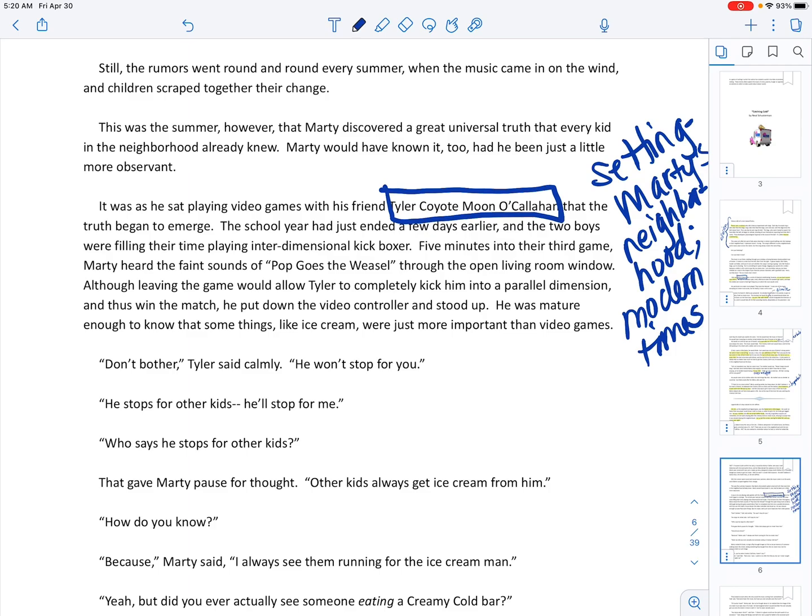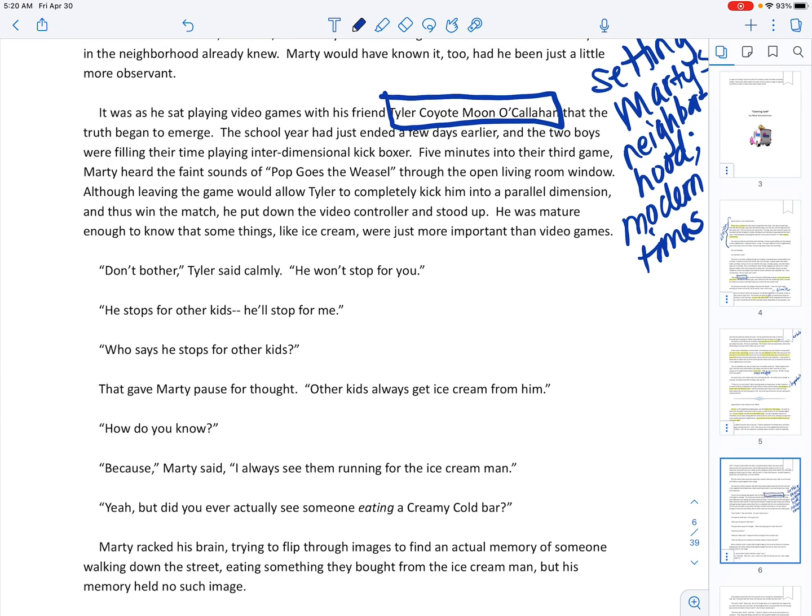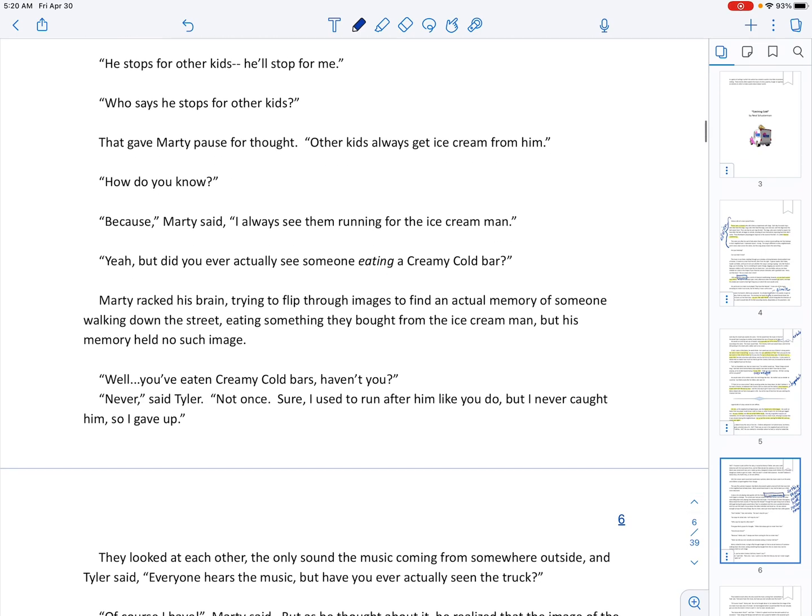Okay, let's continue. "Don't bother," Tyler said calmly. "He won't stop for you. He stops for other kids." "He'll stop for me. Who says he stops for other kids?" That gave Marty pause for thought. "Other kids always get ice cream from him." "How do you know?" "Because," Marty said, "I always see them running for the ice cream man." "Yeah, but did you ever actually see someone eating a creamy cold bar?"